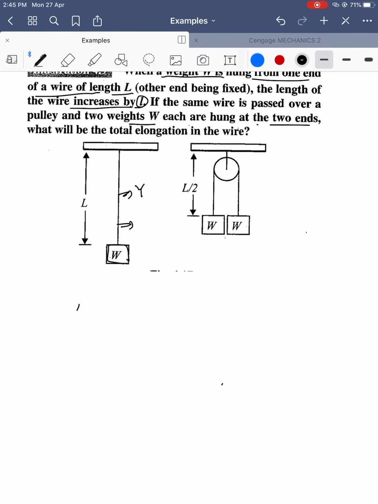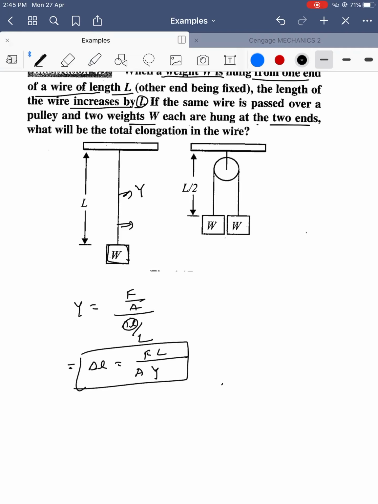Now elongation is delta L by L. Stress by strain is equal to Y, which is F by A over delta L by original length L. He has given the original length, so we have to find the small length. Delta L is equal to F by A into L by Y. Here he is saying that this is small l he is assuming. Okay, let's go to the other part.